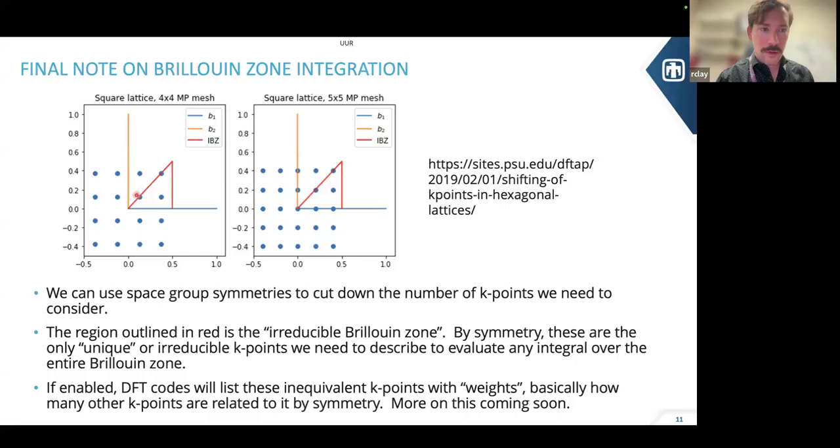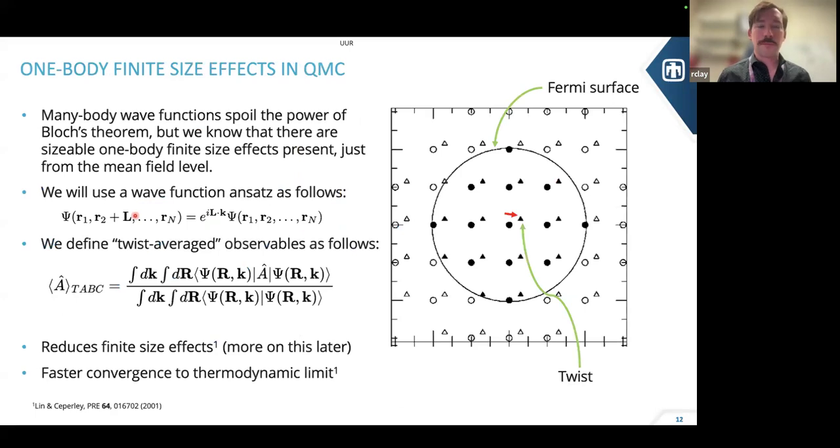So whenever you run DFT calculations with symmetry, you'll notice that if you have symmetry turned on, it'll give you these k points, but there'll usually be weights associated with them. So if I say that this thing has a weight of 4, that means that this is symmetry equivalent to 3 other k points in the Brillouin zone. So that will be important when we twist average later. But anyways, moving on.